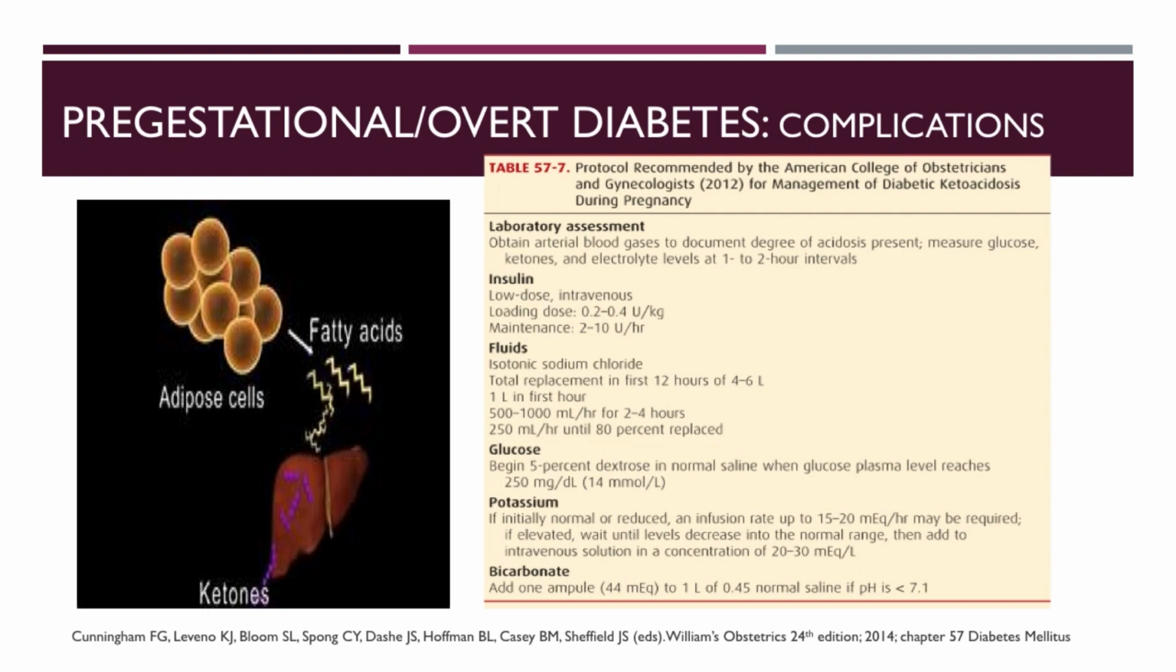We begin a 5% dextrose in normal saline when glucose plasma level reaches 250 milligrams per deciliter. As for potassium, if initially normal or reduced, an infusion rate of up to 15 to 20 mg per hour may be required. If elevated, we wait until the levels decrease into the normal range and then add to intravenous solution in a concentration of 20 to 30 mg per liter. We also add 1 ampule of bicarbonate, that's 44 mg, to 1 liter of 0.45 normal saline if the pH is less than 7.1.